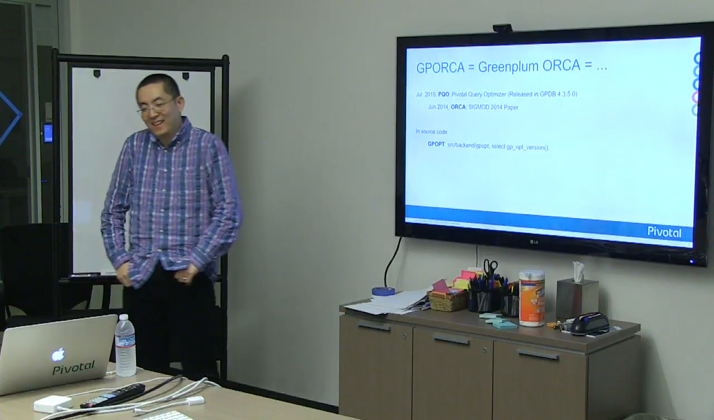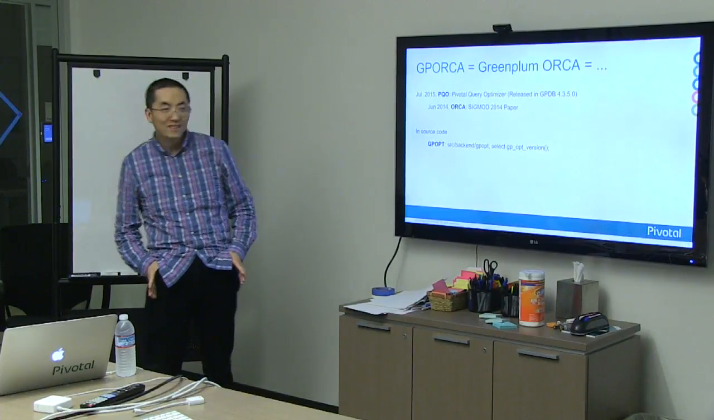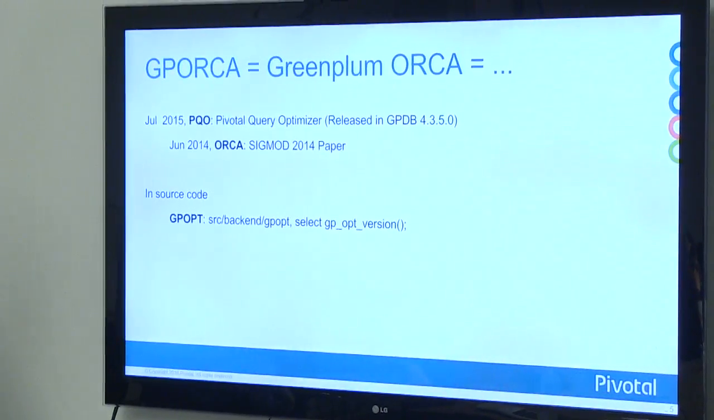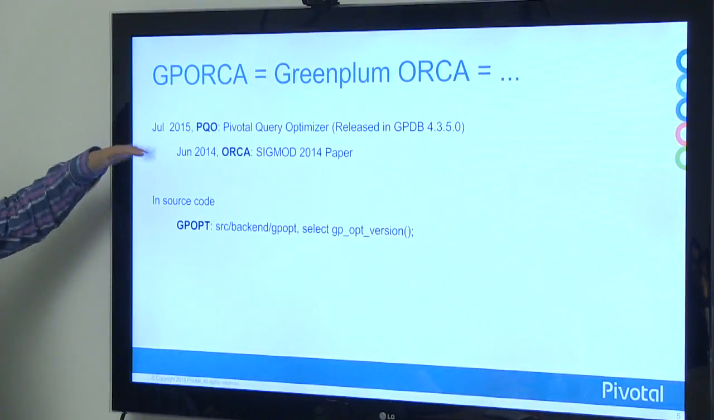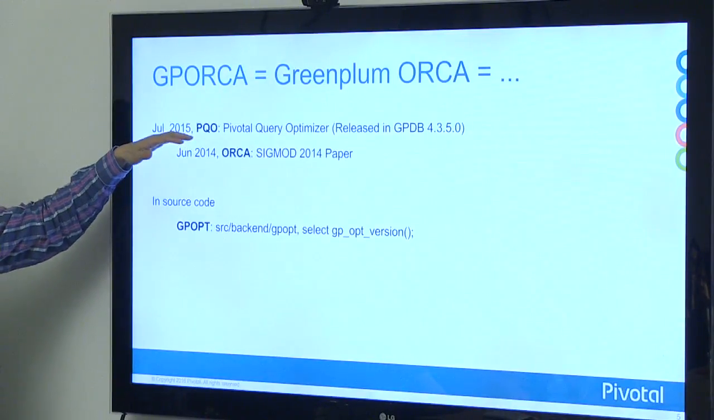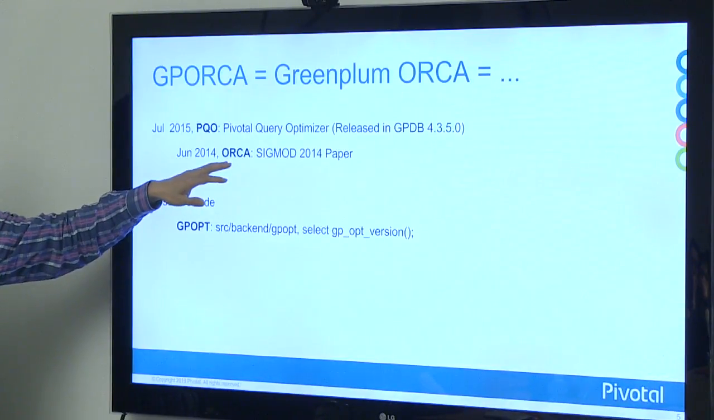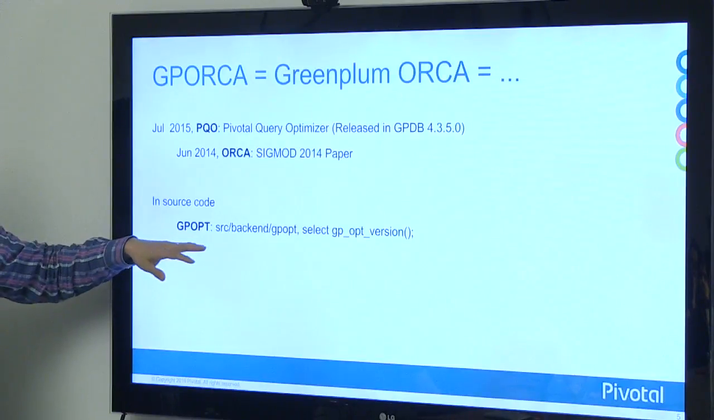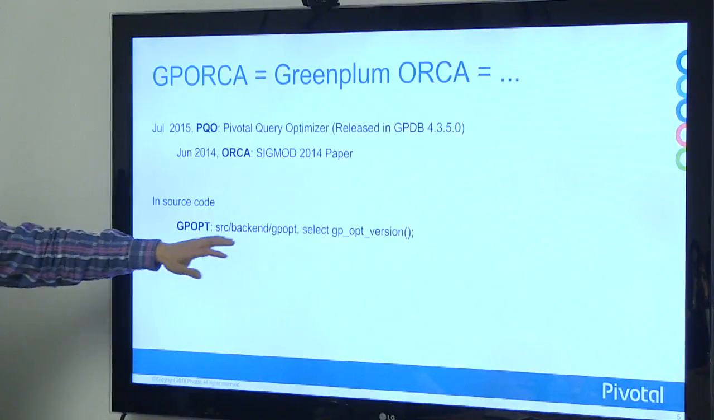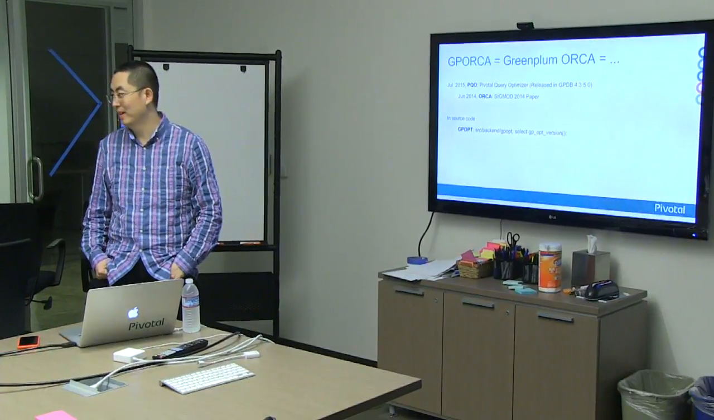What is GPORCA? It stands for Greenplum Orca. Orca is basically just a name for this query optimizer, and we also gave it multiple different names. In July 2015, when we released GPDB 4.3, we called it Pivotal Query Optimizer, PQO. Then in the paper, we just call it Orca, in SIGMOD 2014. Later on, if you go to the code, you will see GPOPT everywhere, and somewhere you'll see GP_OPT, and somewhere the folder is GPOPT. They're all referring to the same thing, the query optimizer, because we couldn't trademark it.